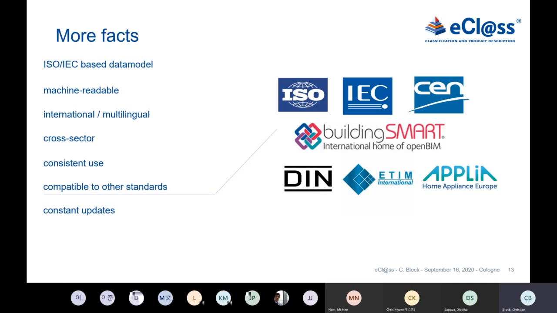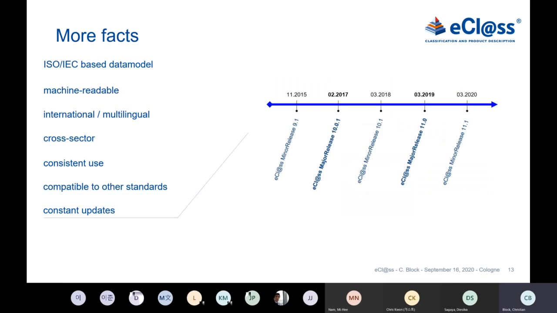But eClass itself is not working alone, so we need the integration in other standards, and therefore eClass and the eClass Association work together with ISO, IEC, Building Smart, the DIN, ETIM International, ApplyAPI, and furthermore. And eClass is not finished right now. eClass is developing further releases, so it is open for change requests. You can say there is something missing, you can model it, and then the new properties and classification classes come into the next release.